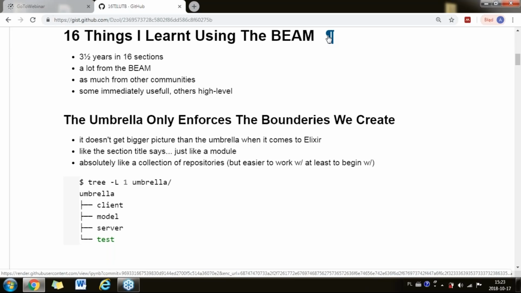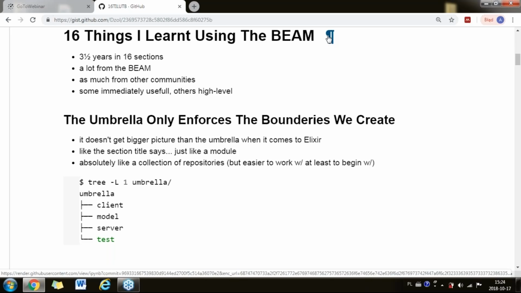the first lesson is basically that the umbrella only enforces the boundaries we create. This is as high level as we can get, or as big picture as we can get with Elixir when we talk about architecture or design, right? If we put decisions aside, like the database we're using, or the queuing system we're using, or how we're delivering certain aspects of our system, and concentrate on the Elixir side of things, then the way we decompose our application or a service, or a project at large, also comes down to the umbrella.